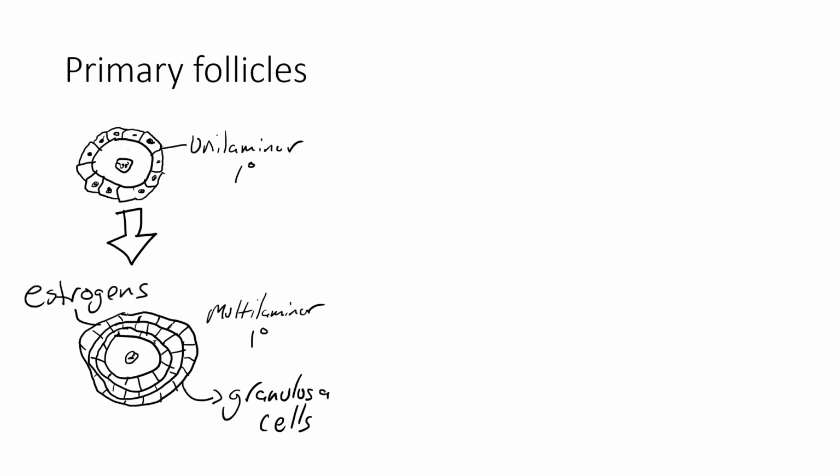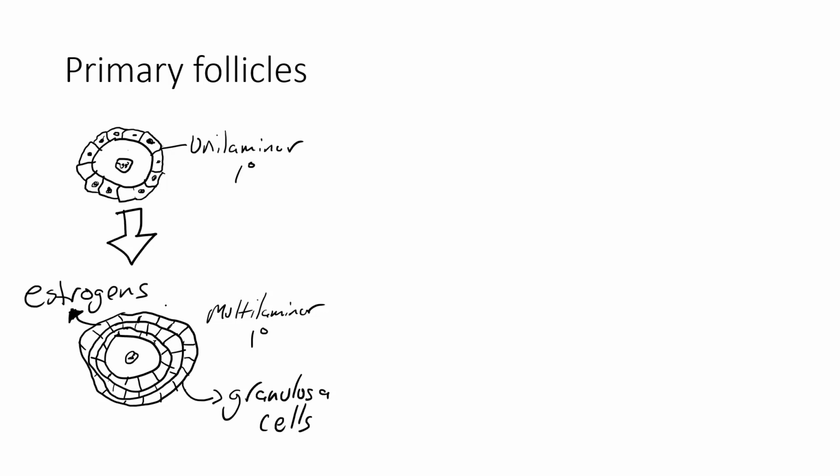Now, this isn't actually where the other hormones are produced. I will talk more about that towards the end when we see a mature follicle. But this is so fascinating. Remember that before we began this process of becoming a unilaminar primary and then a multilaminar primary, our primordial follicles were just that. They were primordial.